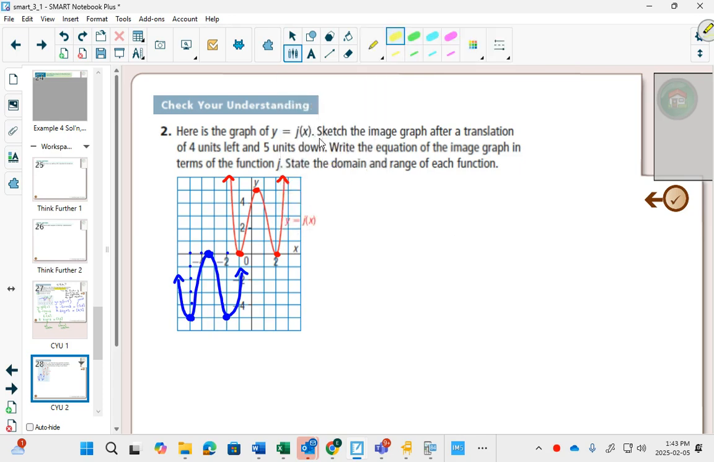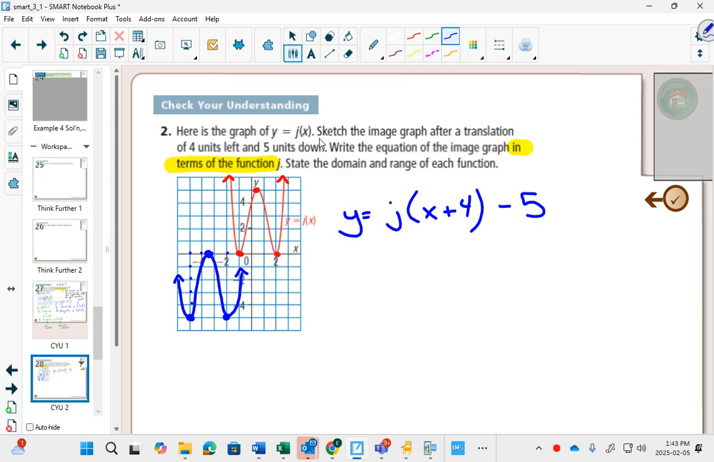Second sentence here has this thing again in terms of the function j. So I want to write the equation of this blue graph in terms of the function j. Well, I move 4 to the left. That would be inside the function. And x's are liars, so it would be an x plus 4. And I move 5 down. That would be outside of the function. And minus 5.